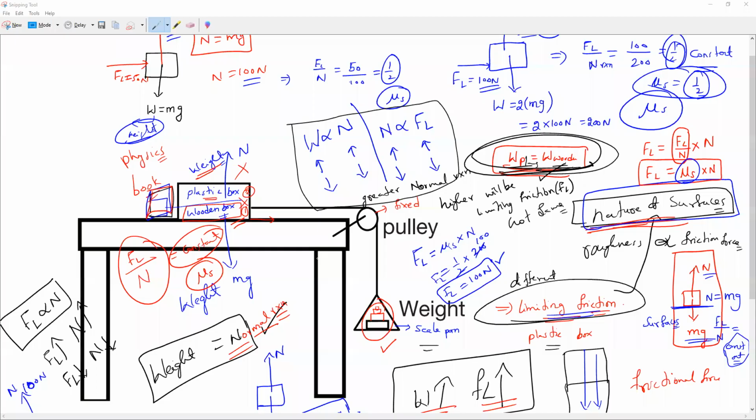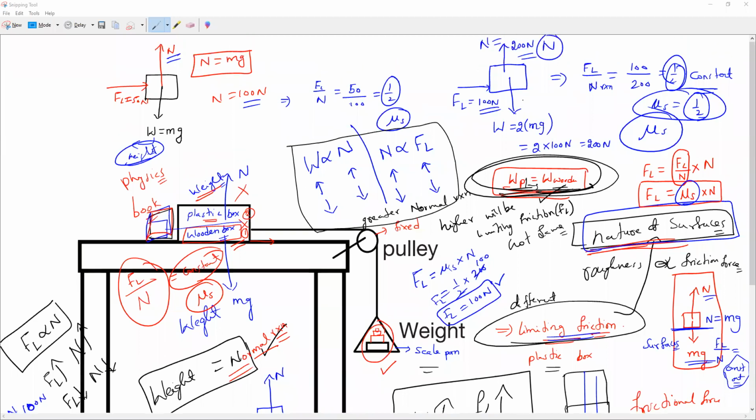Any other doubt, please let me know. On the top, you have taken weight is equal to 2 times mg, sir. Why have you taken that? Because I put two books. Before, only one book. One book is equal to weight, now this is two books. If we want to find the value of one book, we can multiply it with 1/2 into 100. That's what you can do.